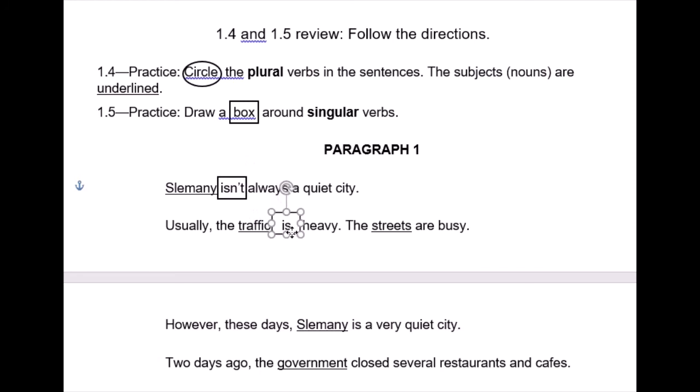So I'm going to put a box around that. And then the next sentence, the streets are busy. What's the subject? Streets. Is it singular or plural? Plural. So we need a plural verb to go with the plural subject. So I need to circle the plural verbs. And that is all you need to do.